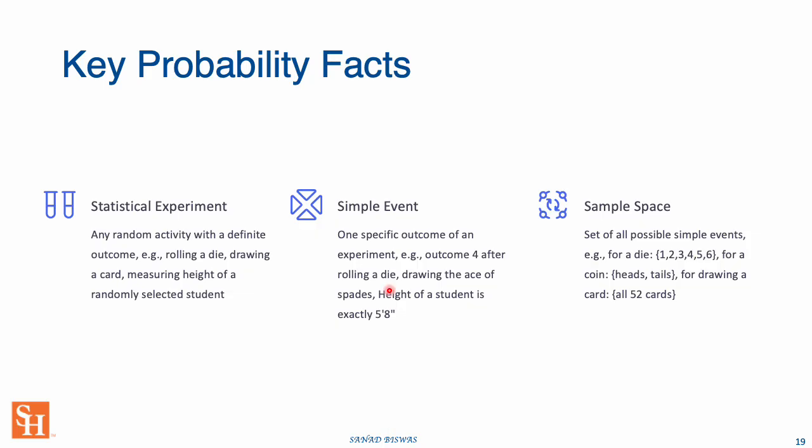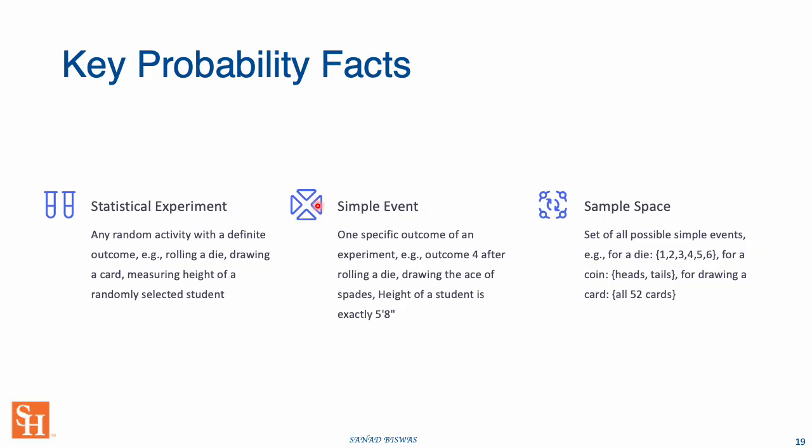So let's now discuss some key probability facts, and we'll start with a statistical experiment. What do you basically mean by statistical experiment? Any random activity with a definite outcome is known as a statistical experiment. For example, rolling a die or drawing a card could be a statistical experiment, right?